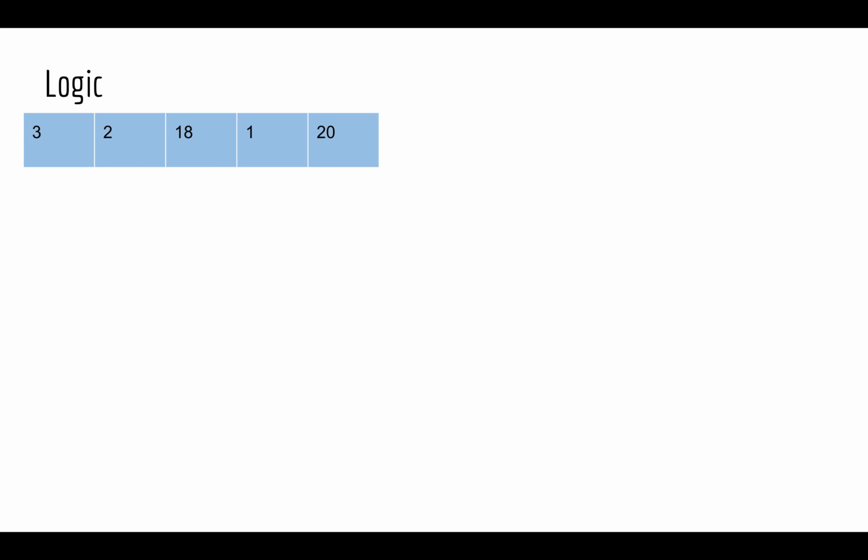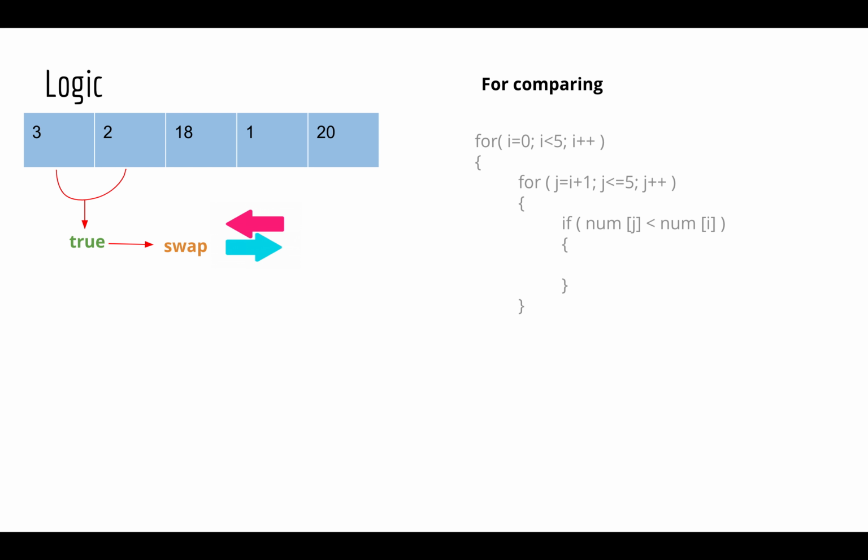At first, we'll simply compare two values, and if the second value is smaller than the first value, then we'll simply swap the values. So this is the brief logic behind this problem. Now for comparing two values, here's the block of code.